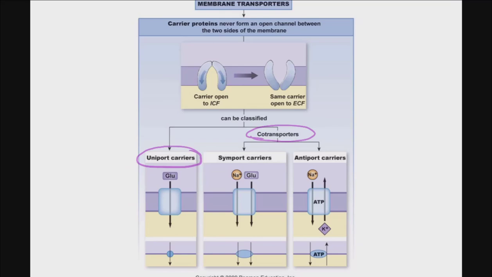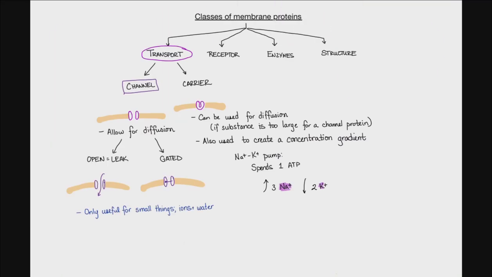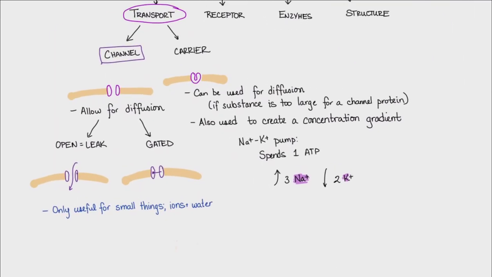I don't care for those terms, symport and antiport, so I don't ever use them. Just know that there are certain carrier proteins that carry one thing across, and certain carrier proteins that can carry 2 things across. So let's add that into our table, and then we're going to be done with this part of the lecture.